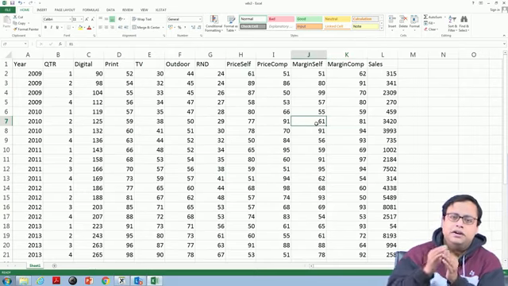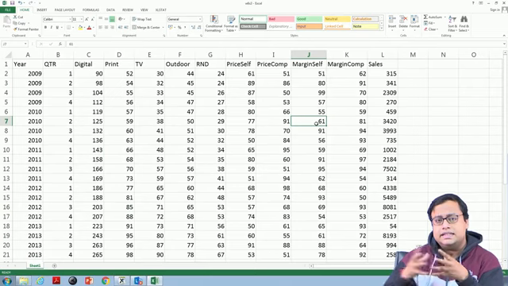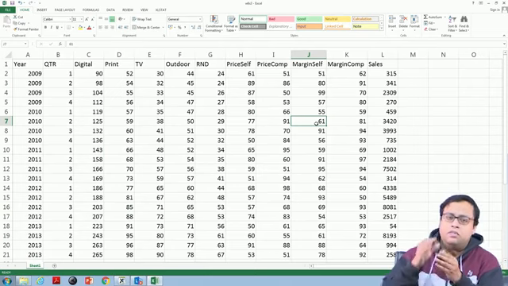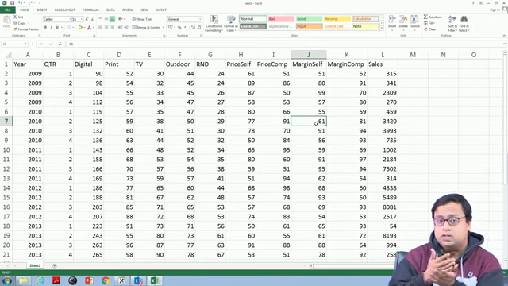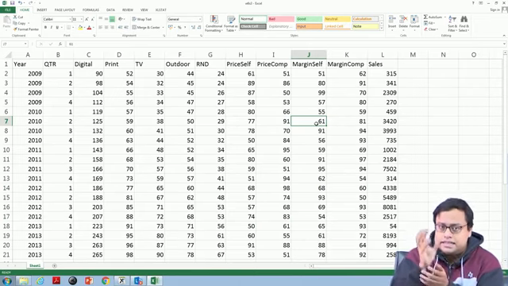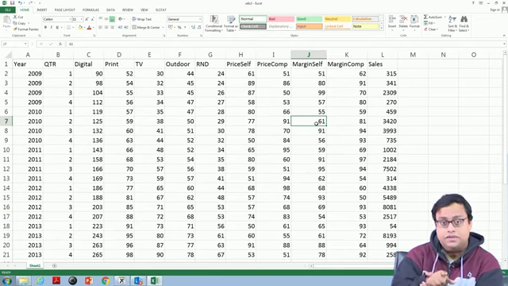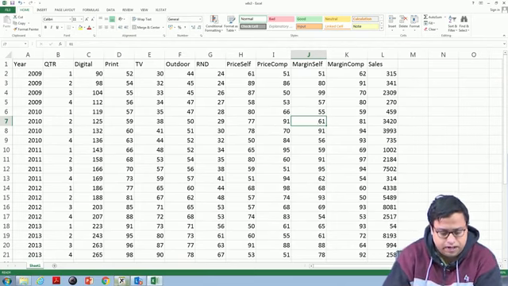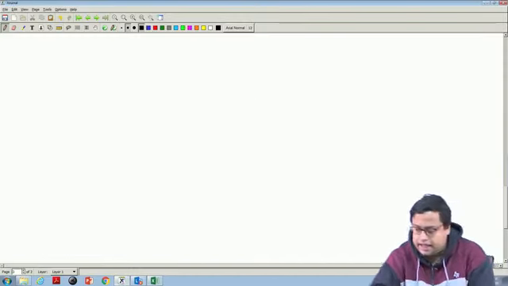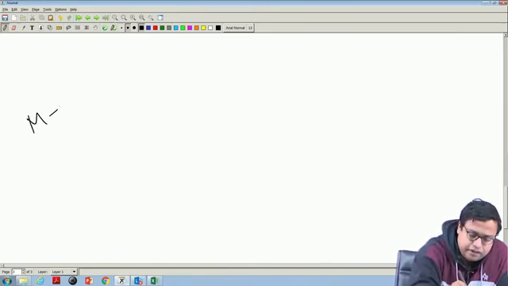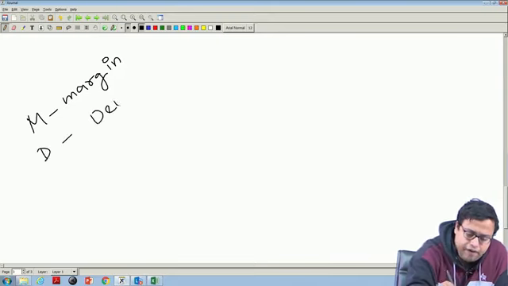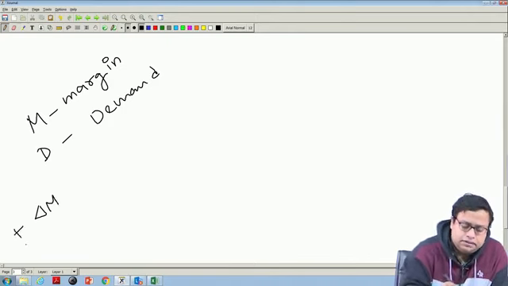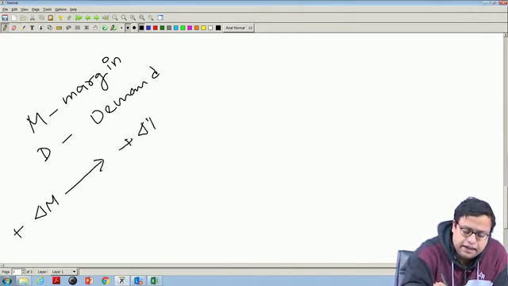Now, remember, your margin goes up. So, what is the elasticity of margin? The same concept. Your margin goes up, your sales goes up. So, in that case the elasticity of margin will be positive, because delta d by d divided by delta m by m will be positive. What I am going to say is, let us say m is your margin and d is your demand, positive delta m will lead to positive delta d.